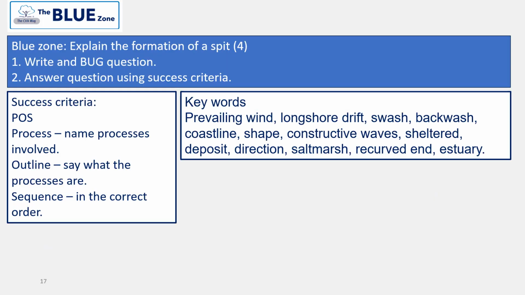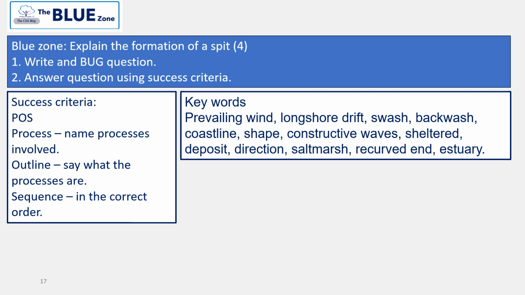So we come to our final task, the blue zone. Can you explain the formation of a spit? Like any coastal landform question, we need to follow the success criteria of POS. That means we're going to name processes like longshore drift, deposition. We're going to have to make sure we can outline them, so say what the processes are, and the sequence needs to be in order. Step 1, step 2, step 3, step 4.